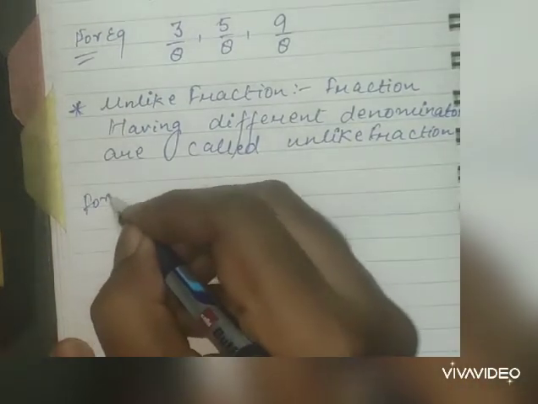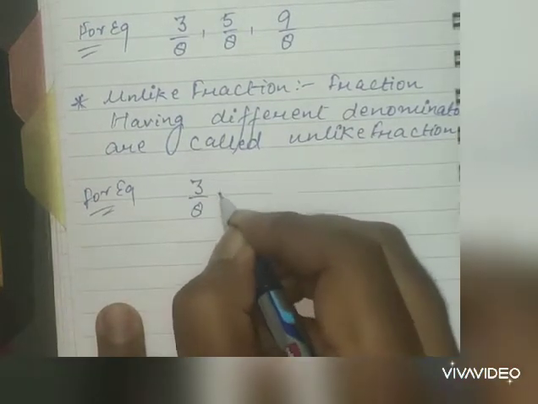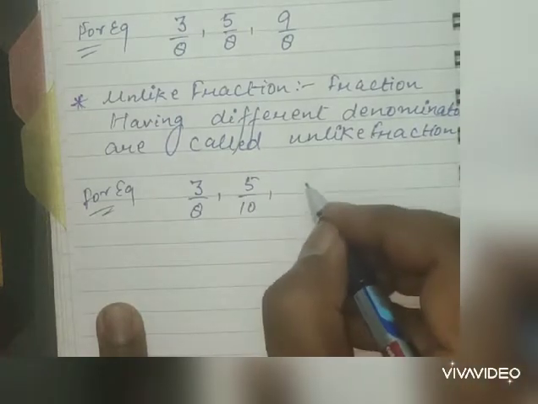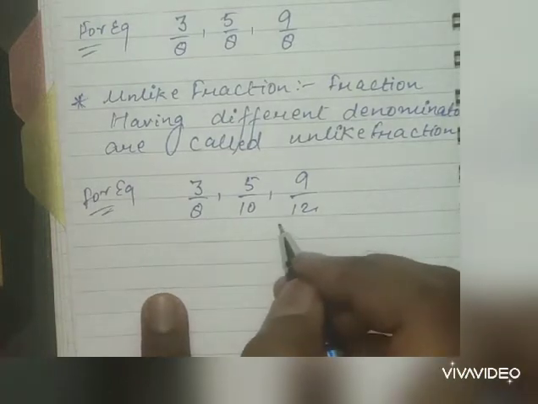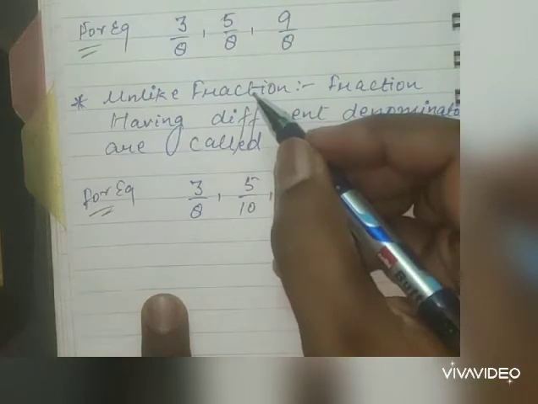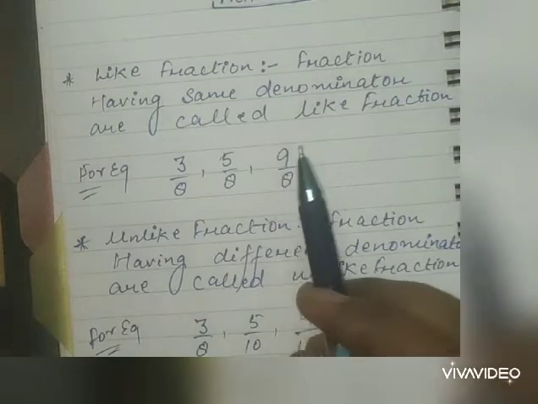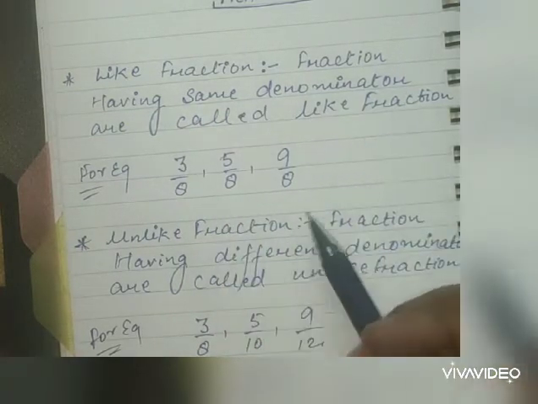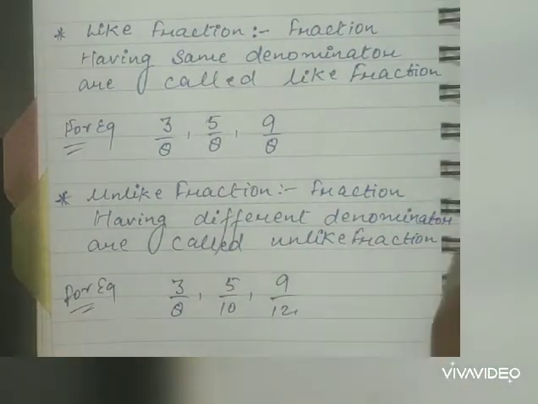For example, we will take the same example. This is 3 by 8. Then suppose 5 upon 10 is written, then 9 upon 12. So over here these three fractions have different denominators, so they are called unlike fractions. I hope you have understood this too. What is a like fraction? Let's see it again. Like fractions have the same denominator, and unlike fractions have different denominators.